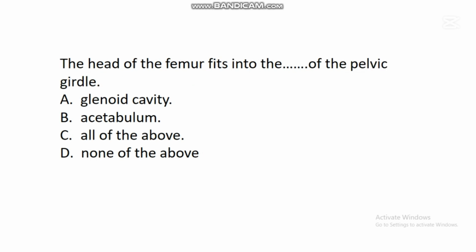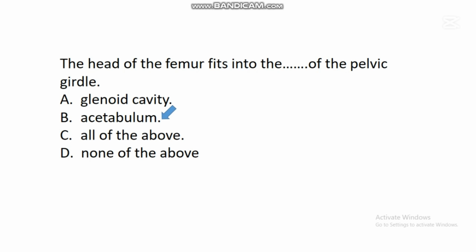The next question says, the head of the femur fits into the dash of the pelvic girdle. A. Glenoid cavity, B. Acetabulum, C. All of the above, D. None of the above. In this question, the correct answer is B. Acetabulum. Research has shown that the femur is the longest bone in the body.